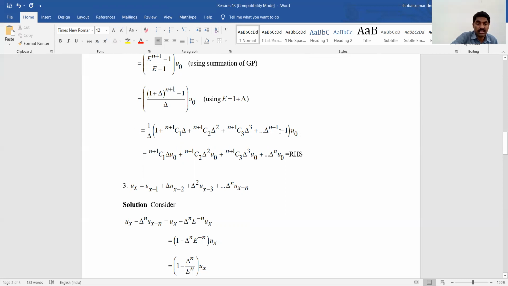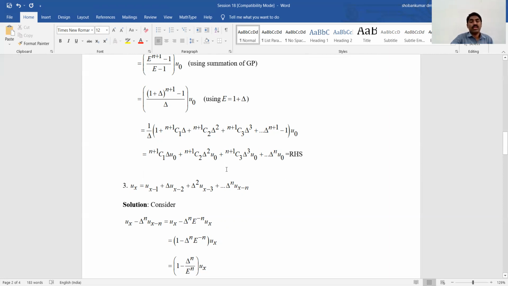Here 1 gets cancelled. Operating on this, it can be written as 1 plus n plus 1 c1 delta u naught plus n plus 1 c2 delta 2 u naught plus n plus 1 c3 delta 3 u naught plus and so on. Here 1 delta gets cancelled now, 1 by delta, delta, here delta n u naught. This is the required right hand side.